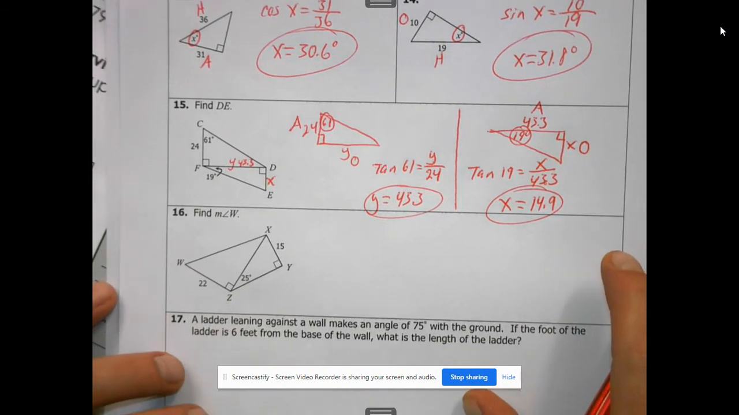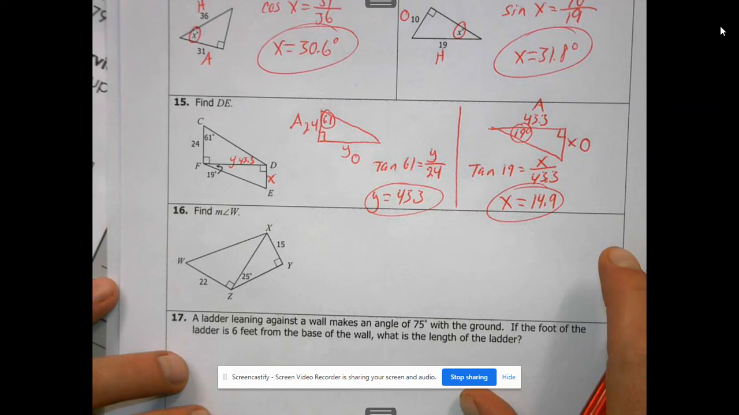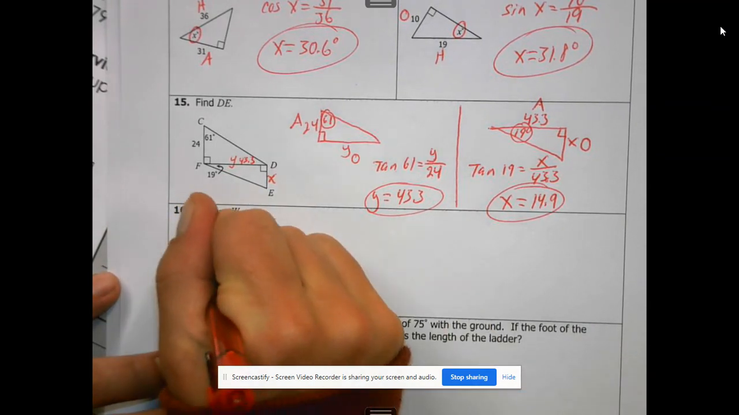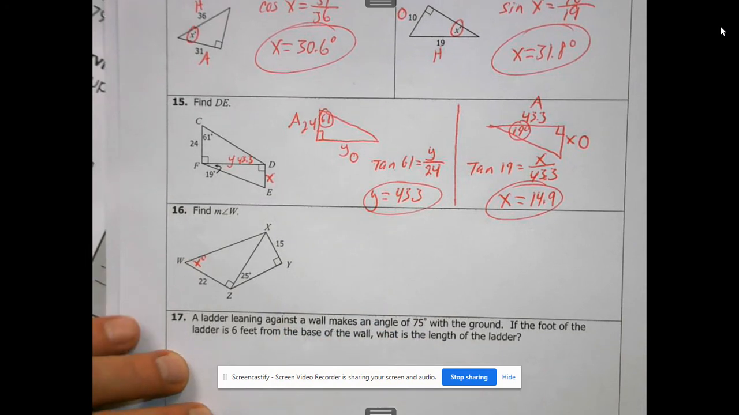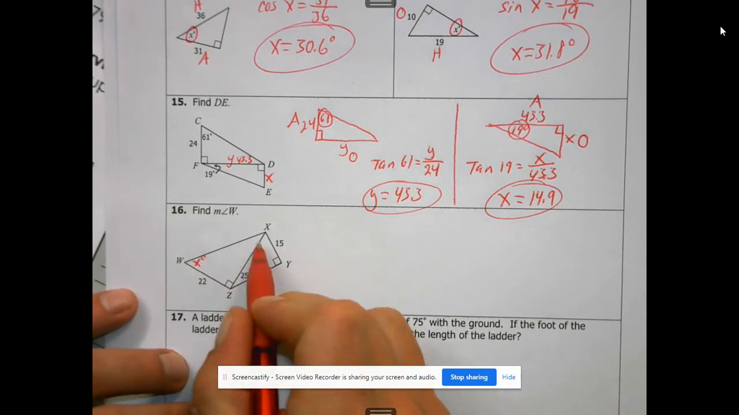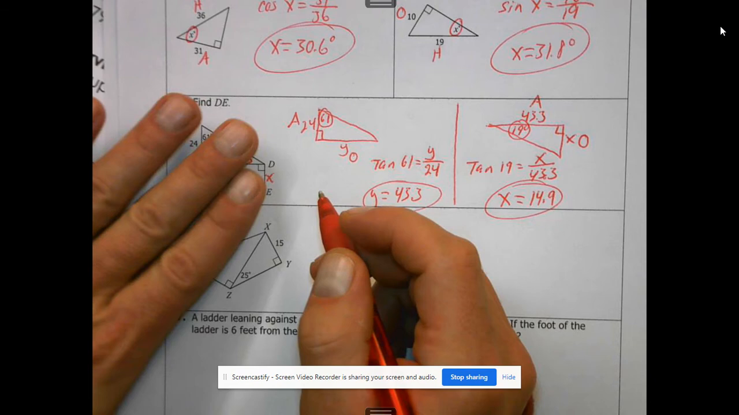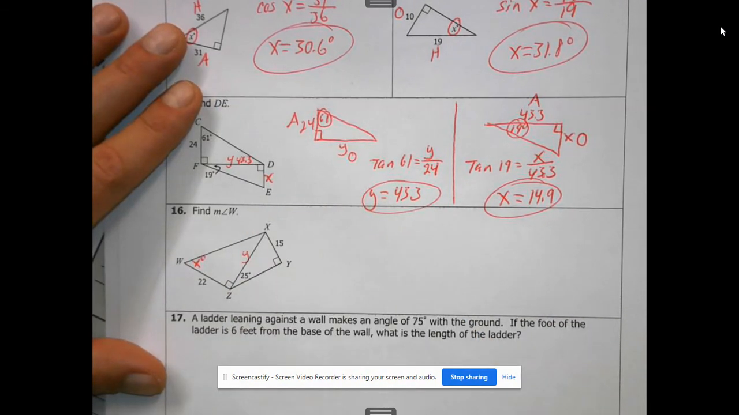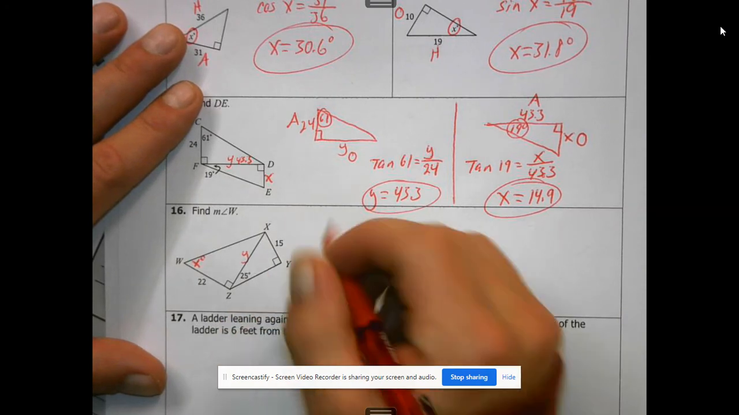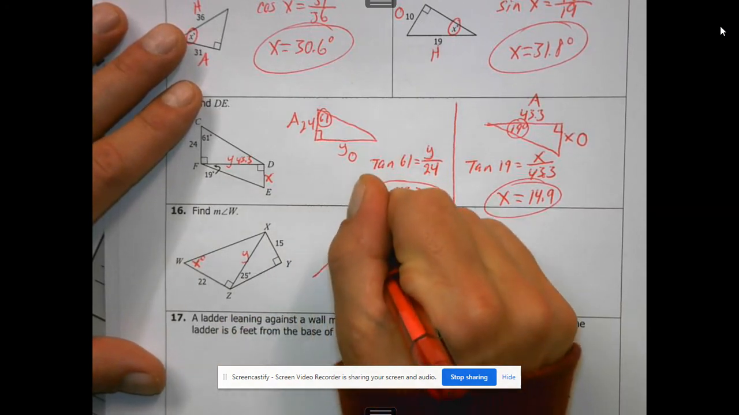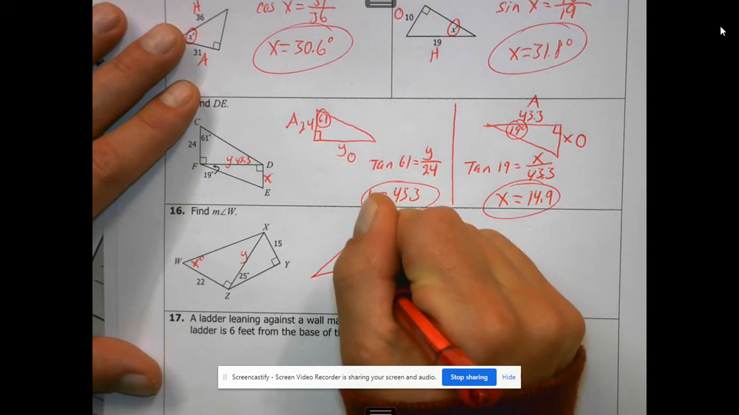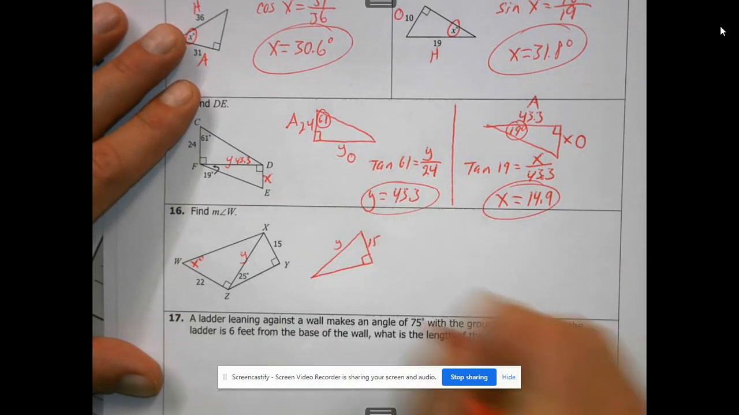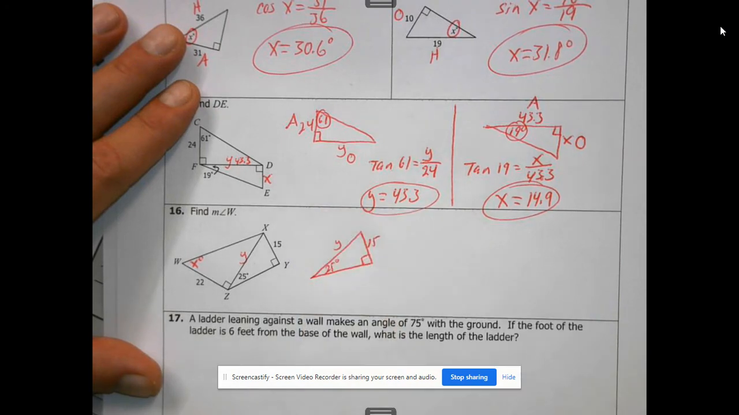All right, 16 wants angle W. This one's kind of tricky. It's above and beyond, but we can find it. So I'm going to put my little X right there. But before I can do this one, I got to find this piece right here. So what I'll do is I'm going to take this triangle out right here so I can find this piece right here. Let's call it Y. So I pull this triangle out. There's your 90. There's 15. There's the Y. And 25 degrees.